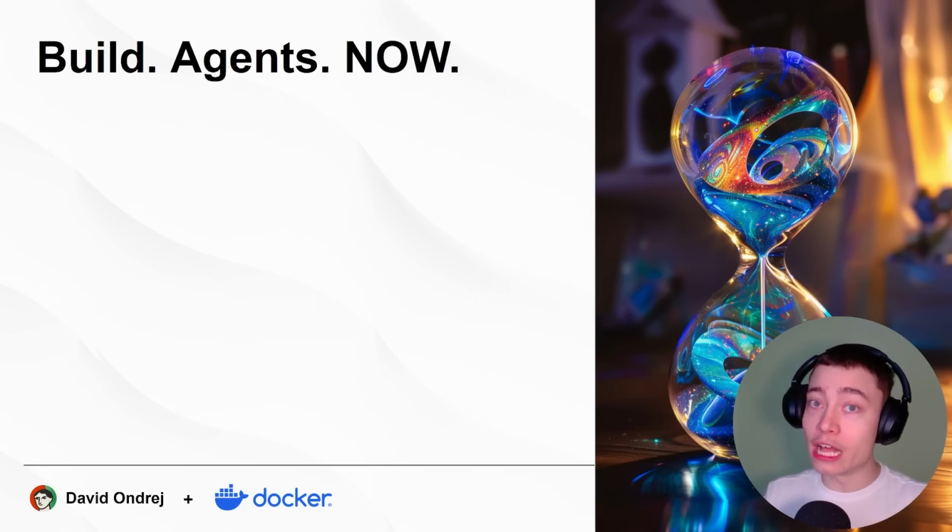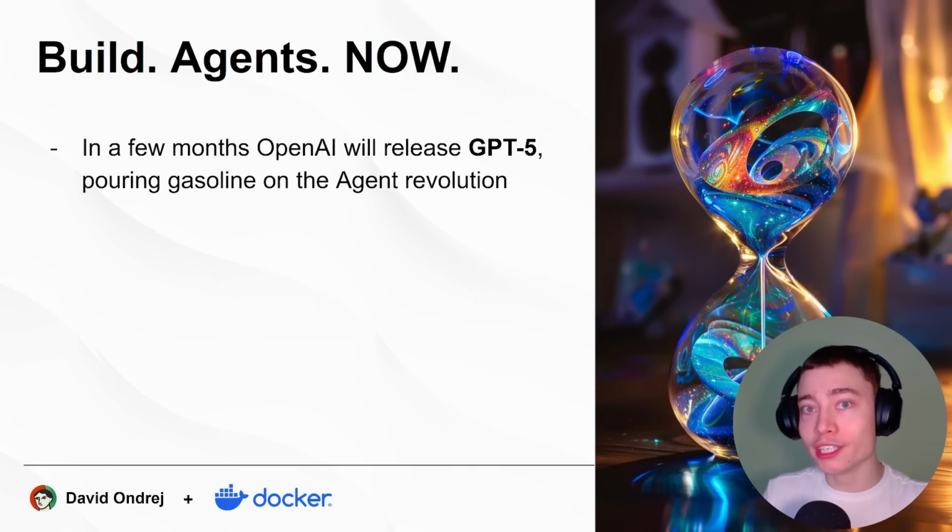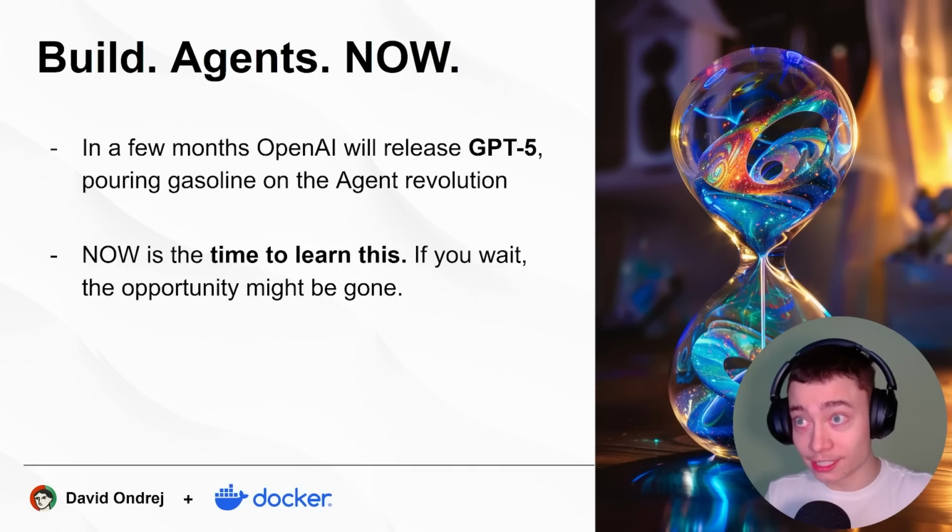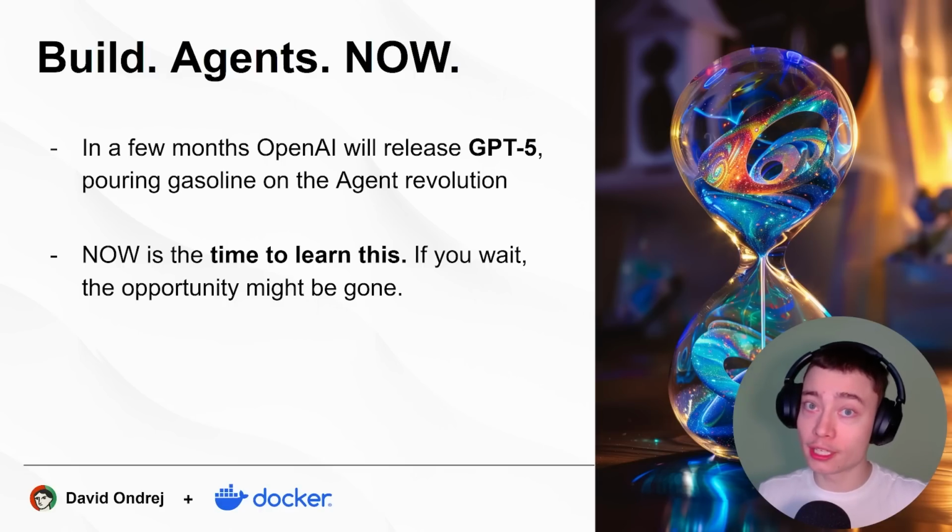You have to build agents now. In a few months, OpenAI will release GPT-5, pouring gasoline on the agent revolution. Now is the time to learn this. If you wait, the opportunity might be gone.